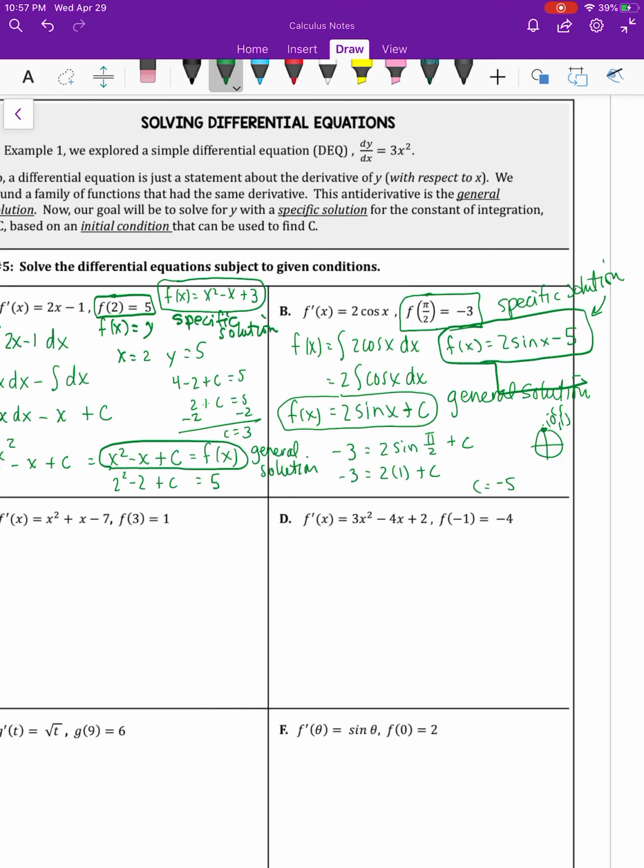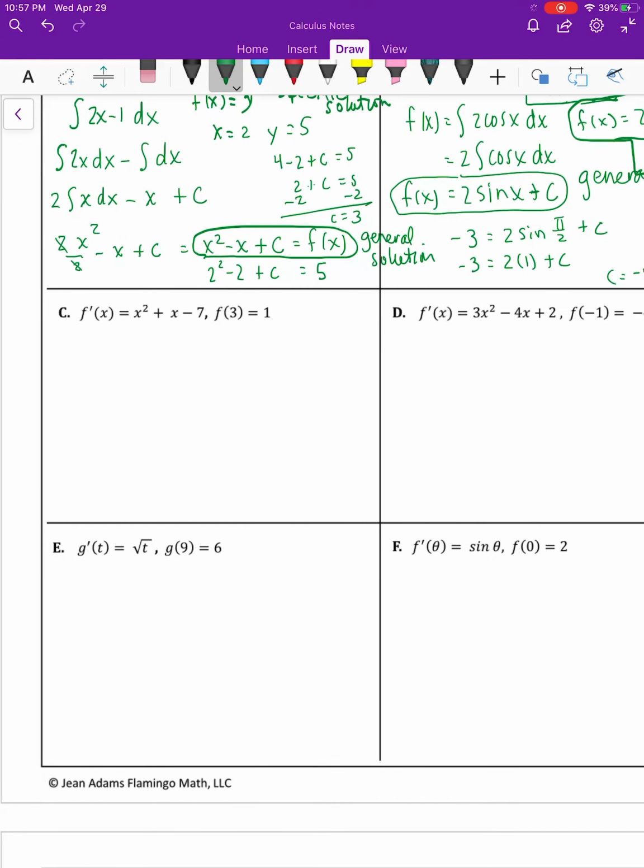So now, letter C. My f of x equals the integral of x squared plus x minus 7 dx. So this is going to be x to the 2 plus 1 divided by 2 plus 1, x to the 1 plus 1 divided by 1 plus 1, and minus 7x plus c. That is my general solution.